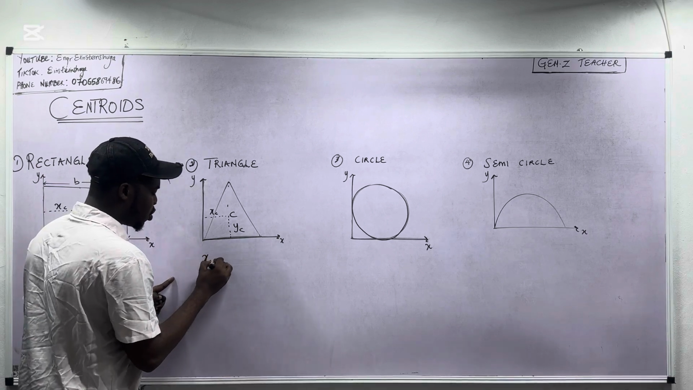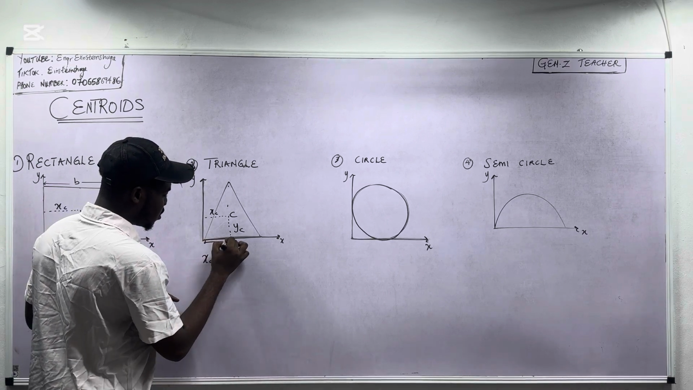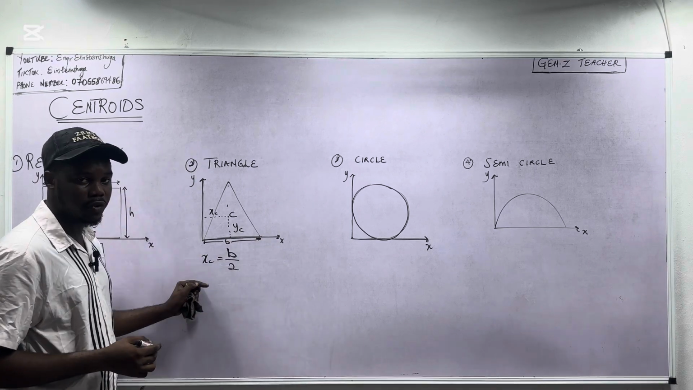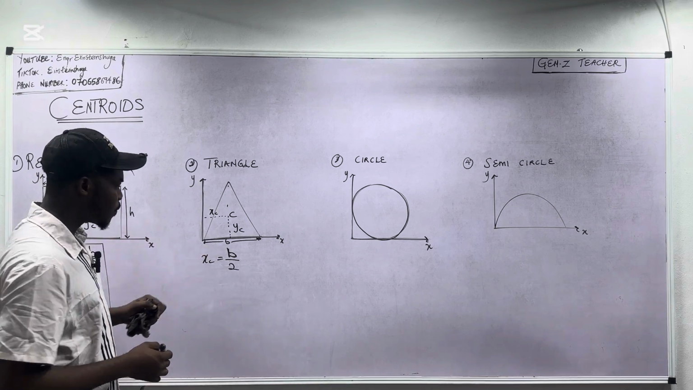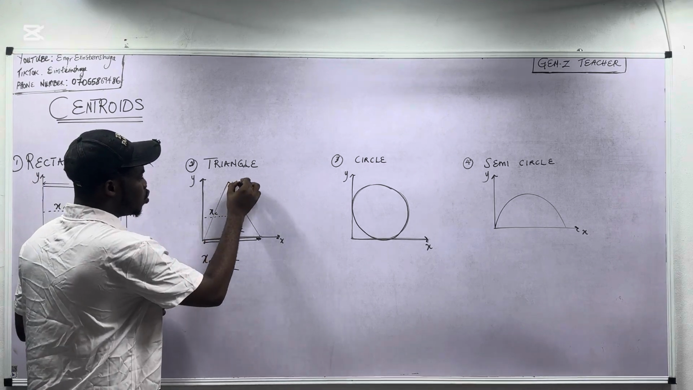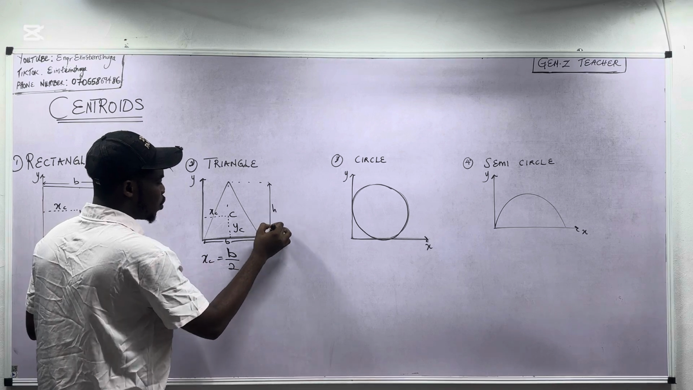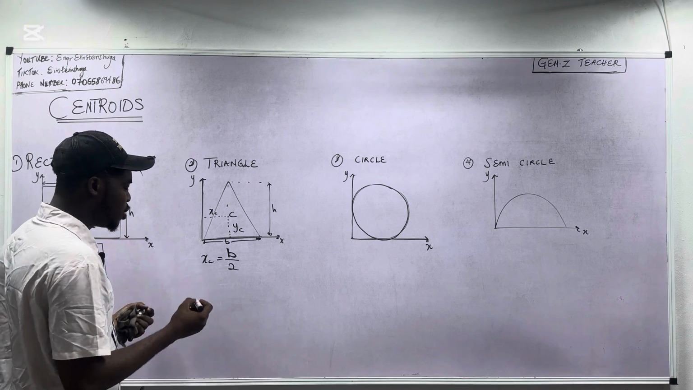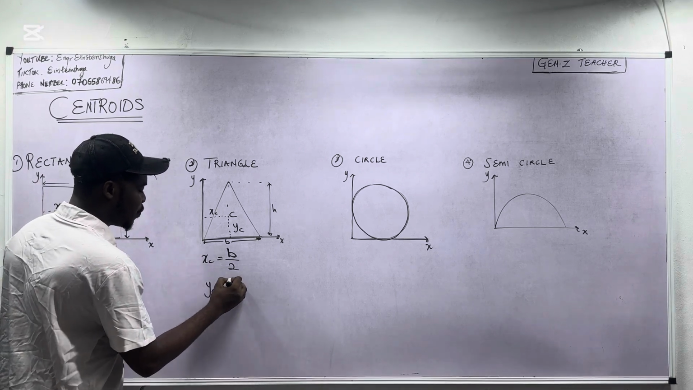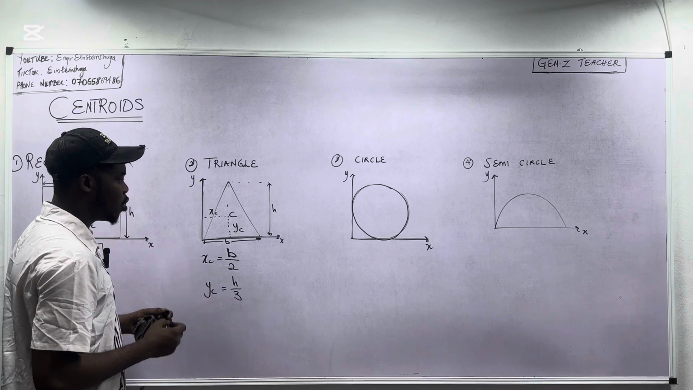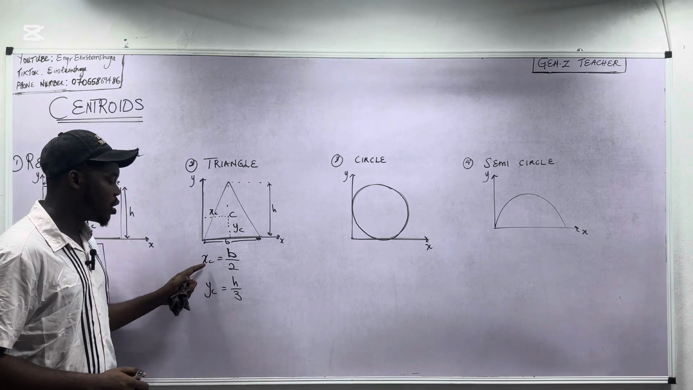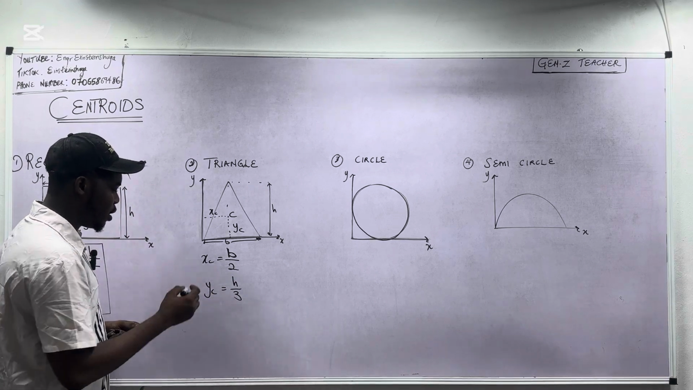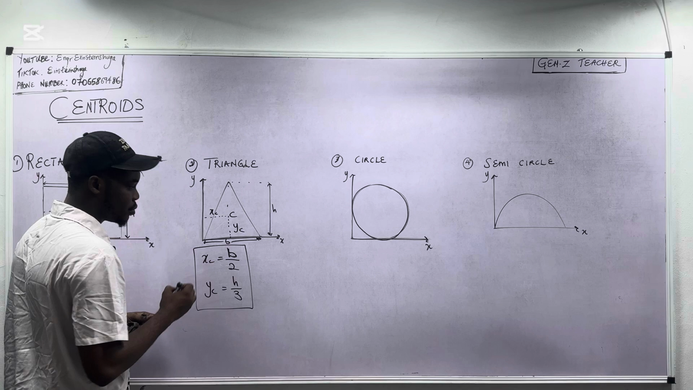So the x-centroid will just be the base over 2, half of the base, for the triangle in this form. Now, the y-centroid will not be the height over 2, because we cannot say that this triangle is symmetric at the height. So what do we do? The y-centroid is actually the height over 3. So for a triangle of this nature, the x-centroid is the base over 2, but the y-centroid is the height over 3. So this is the centroid for a triangle.